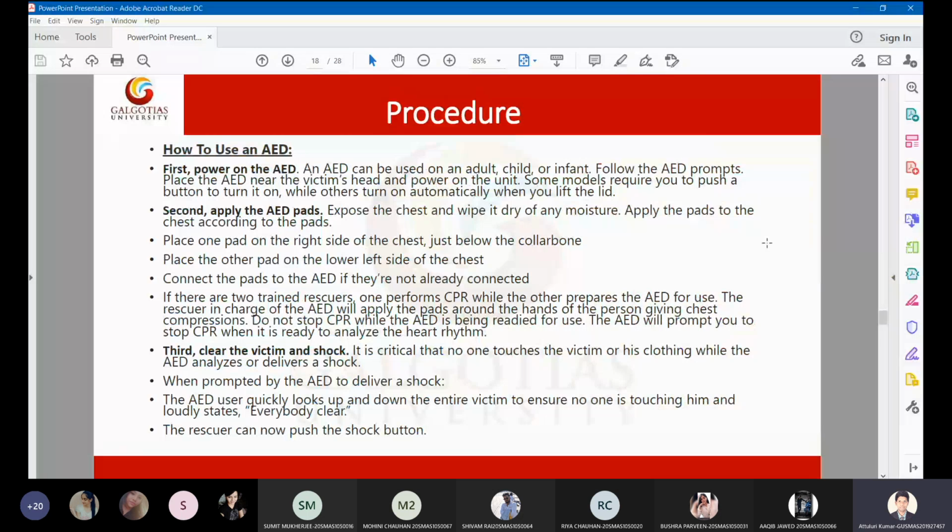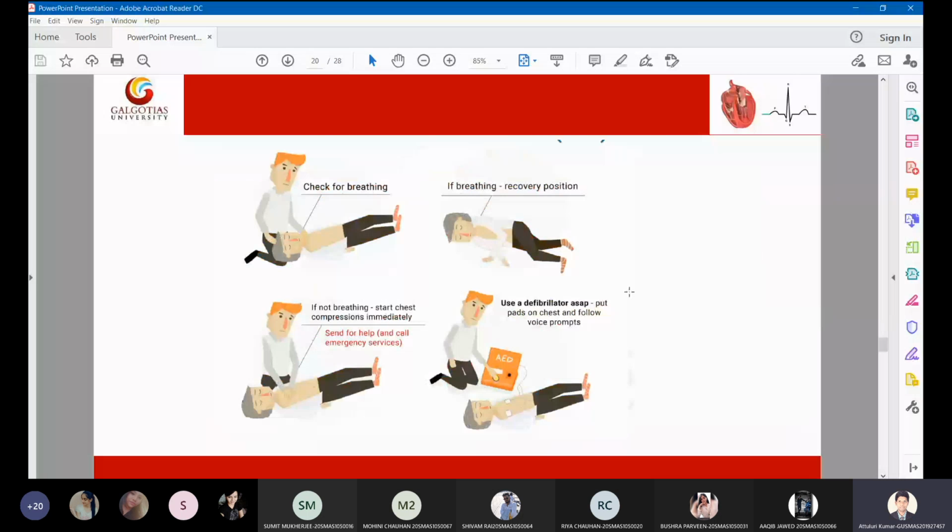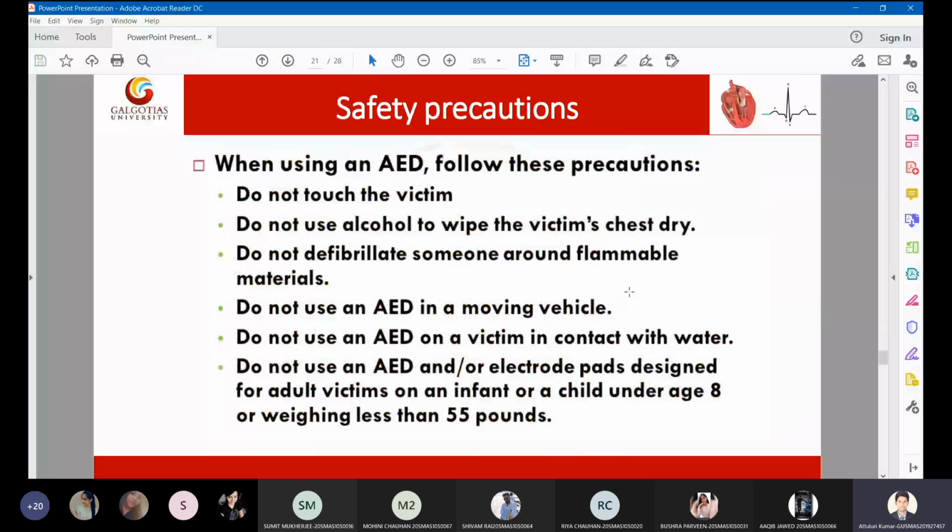Turn on the instrument, place the electrodes, start the device. It will take care of it. Ensure that no one is touching the patient during the procedure. So some safety precautions, as we discussed, we should not touch the patient.